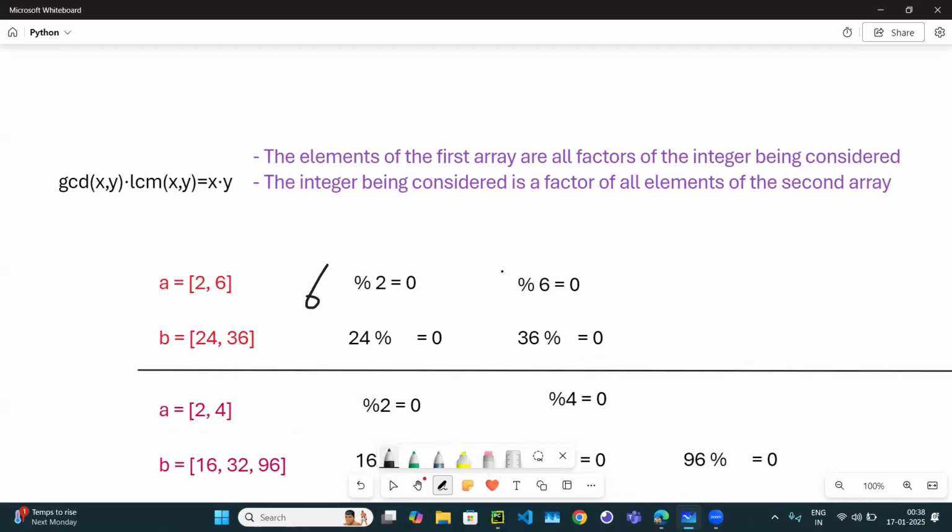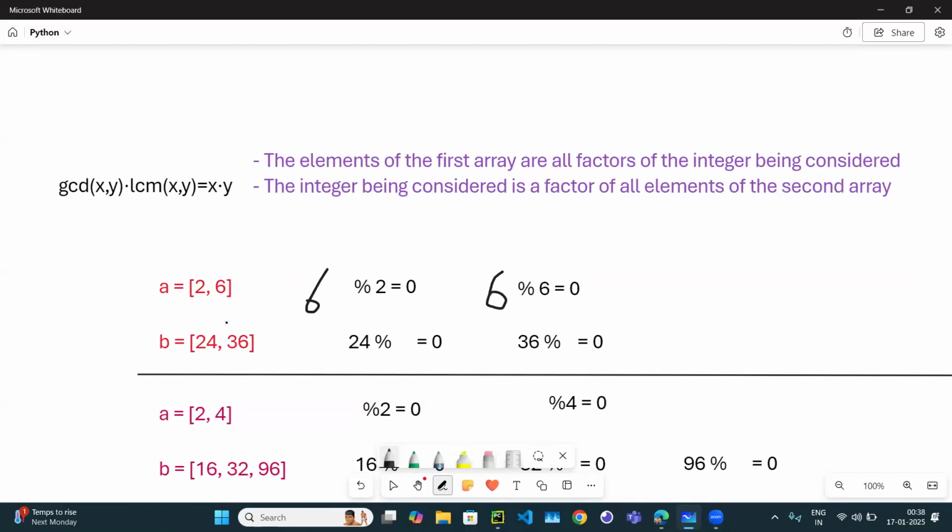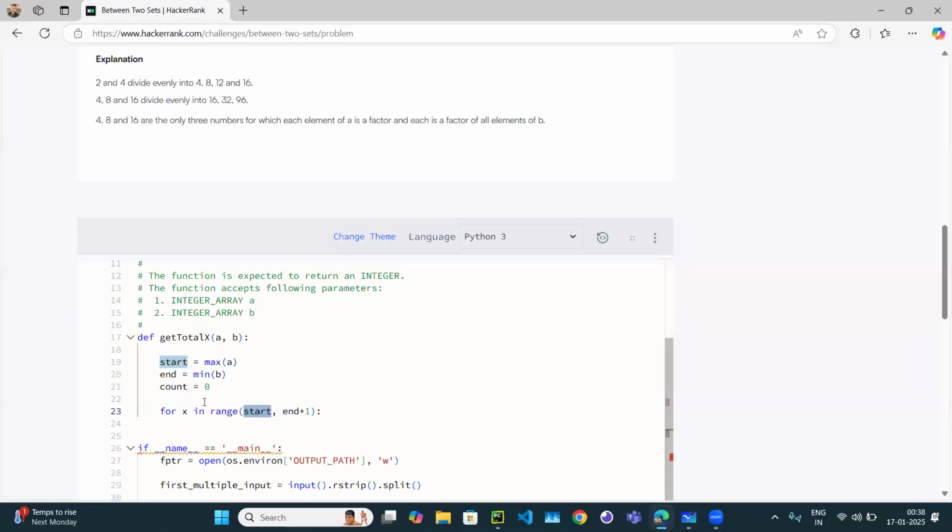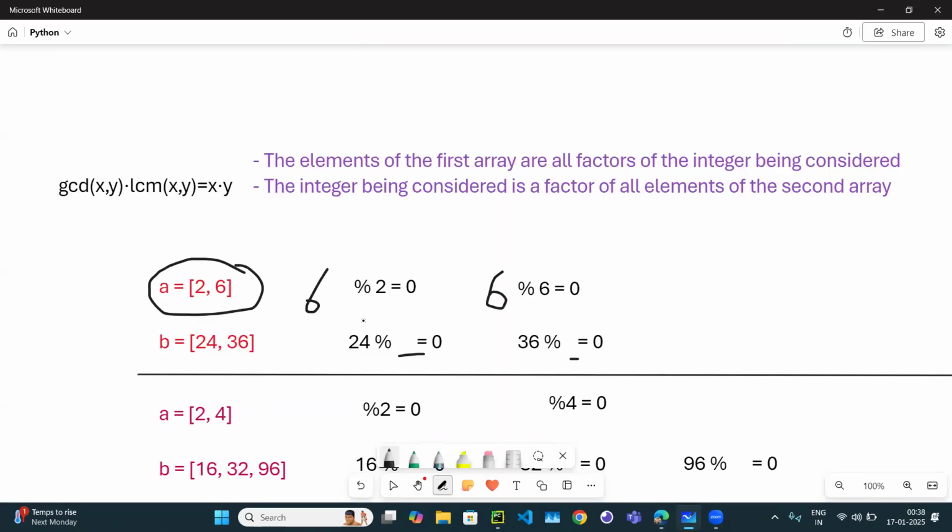All right. As soon as we start from 6, what are we going to check? We are going to check whether all the elements of a can divide 6 and give the remainder 0. If yes, then we can check the second condition. If both the conditions are satisfied, then I am going to increase the count by 1. So what we have to do is check.